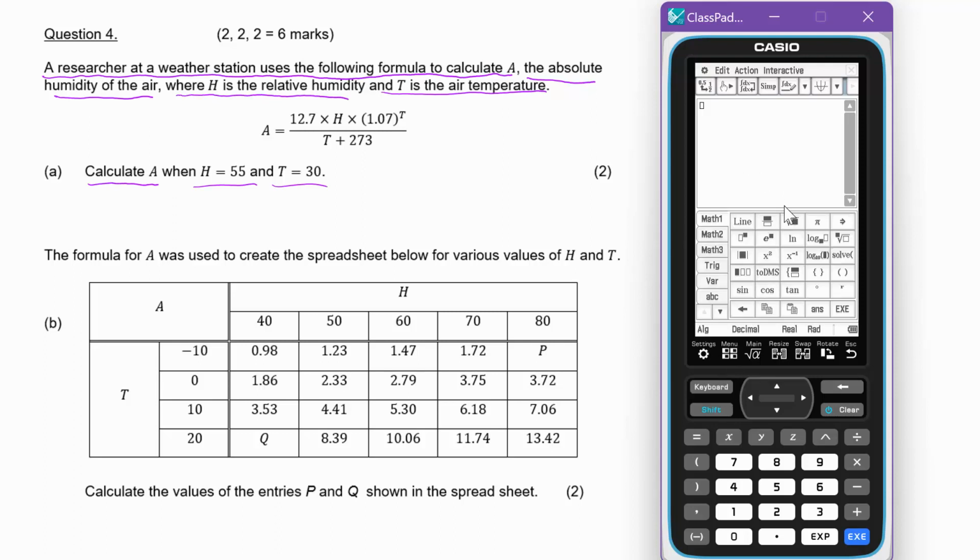So we're going to need a fraction template, and I've got 12.7 times H, we're told that H is 55, times 1.07 to the power T, where T is 30, and then we divide by T, which is 30, add 273. And that gives me 17.548.